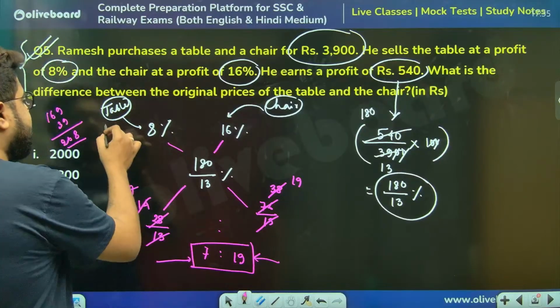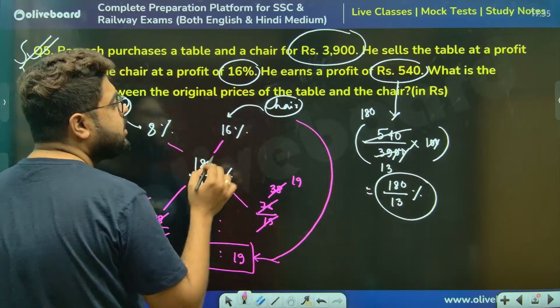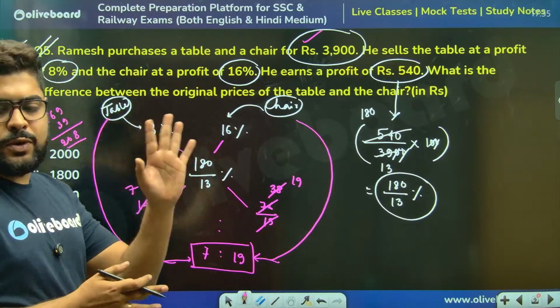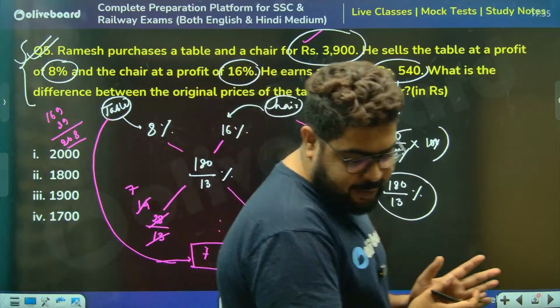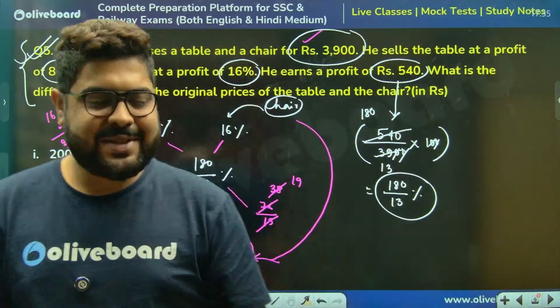7:19, meaning the table's value is 7 parts. Chair will be 19 parts. Total I know is 39, total I know is 26. No, it's okay. The values are not wrong, sir. Okay. The calculation was a little tricky.